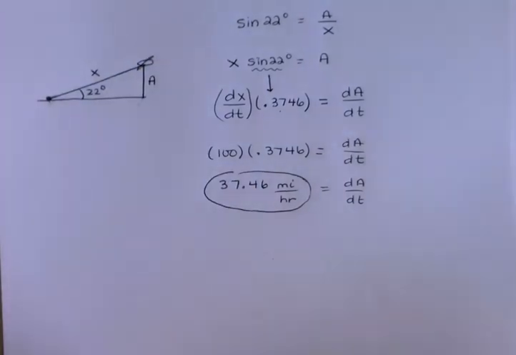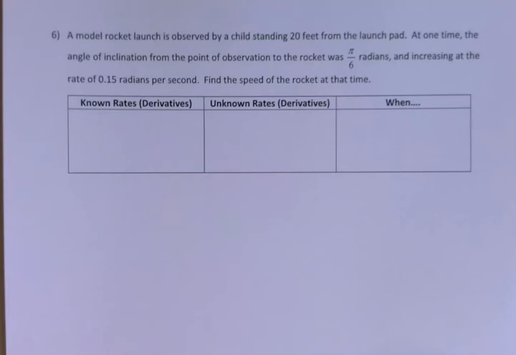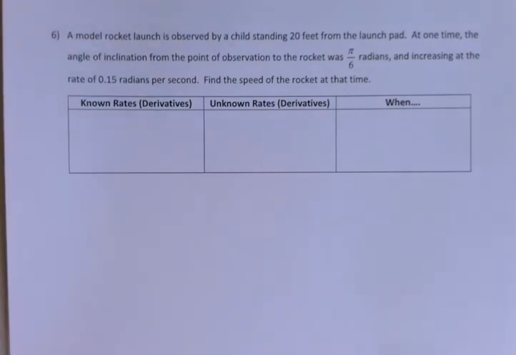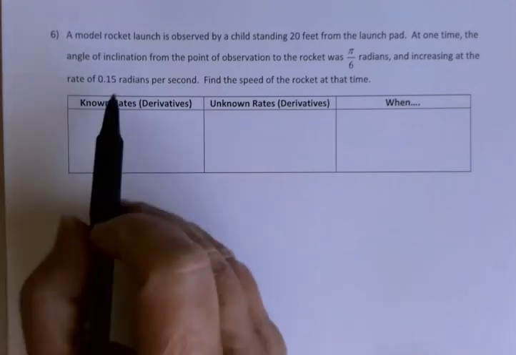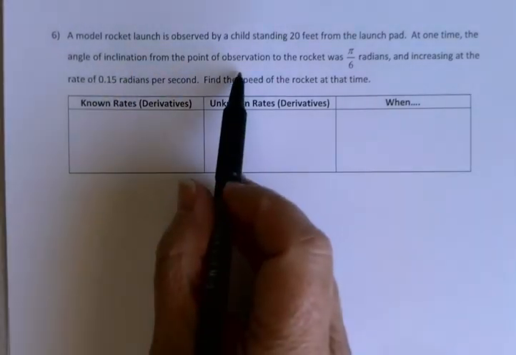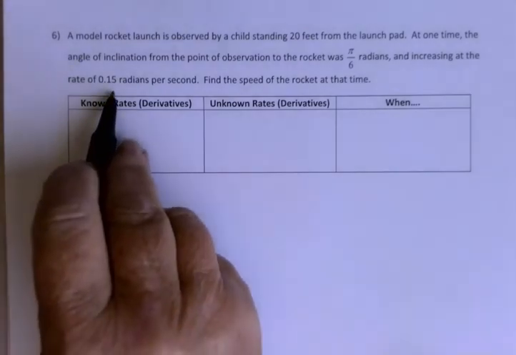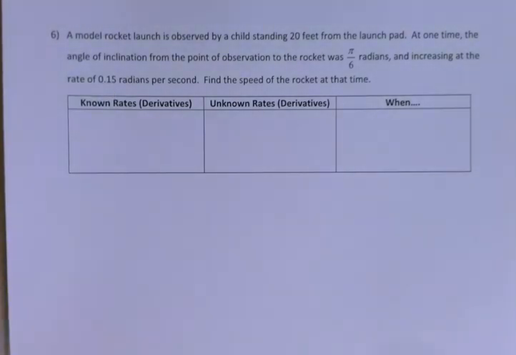All right, we have one more example. We'll take a look at example 6 here. All right, so here's our last example of a related rates problem. A model rocket is observed by a child standing 20 feet from the launch pad. At one time, the angle of inclination from the point of observation to the rocket was pi/6 radians, and it's increasing at the rate of 0.15 radians per second. Find the speed of the rocket at that time.